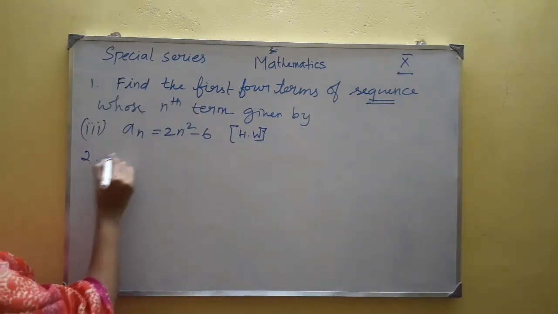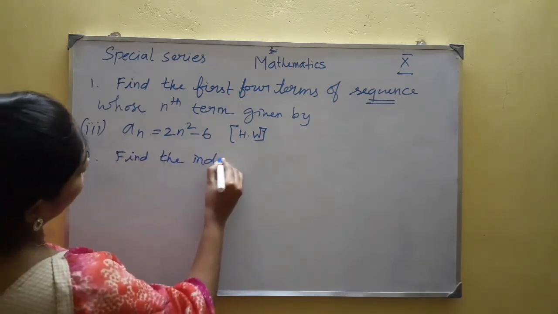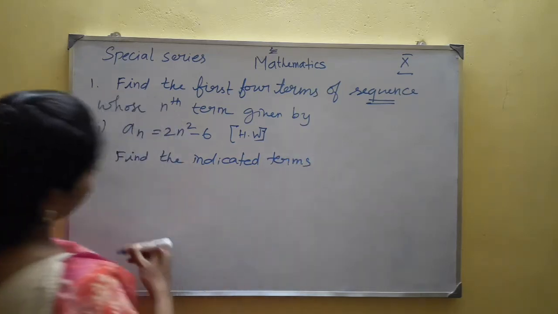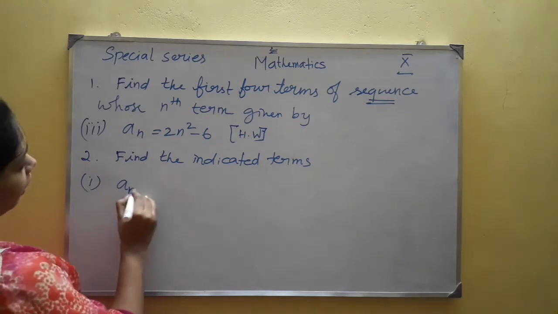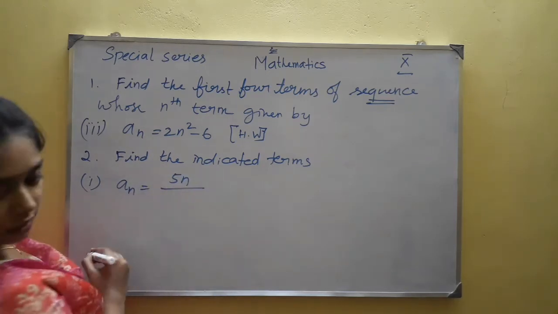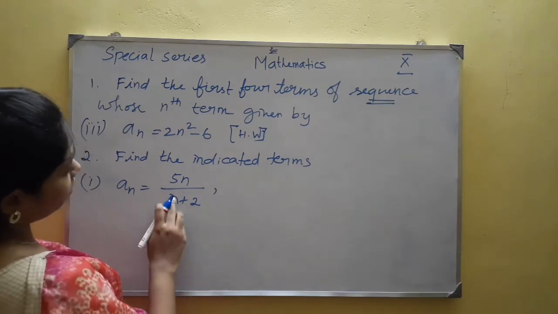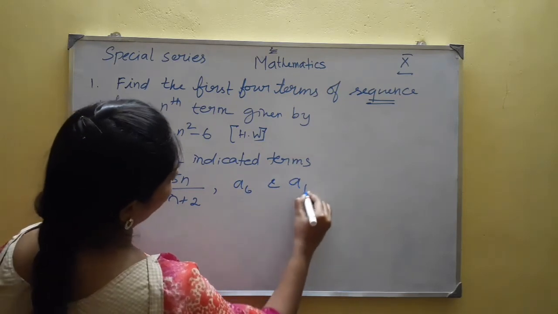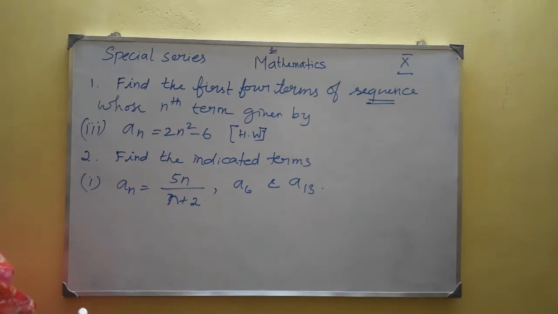Now find the indicated terms. Okay, first subdivision. An equal to 5n by n plus 2. So a6 and a13. You want to find the value of a6 and a13.